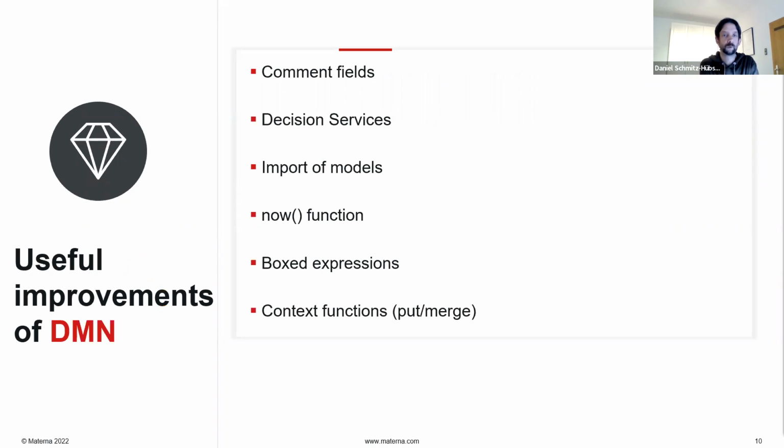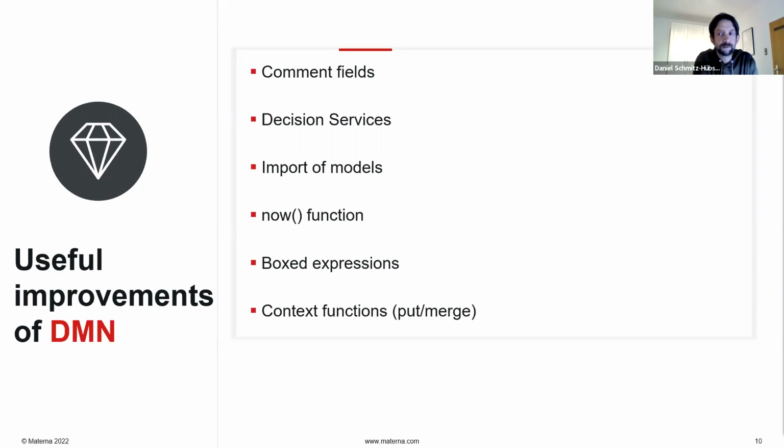So in the last years, there have been some versions of the DMN we have used, and we are always interested in the development of the DMN standard. And what we see is really useful for them. First of all, it's interesting to see the comment fields. There was always the requirement that they are able not just to write a comment on a decision, but basically the business users want to write comments on nearly everything if they could.